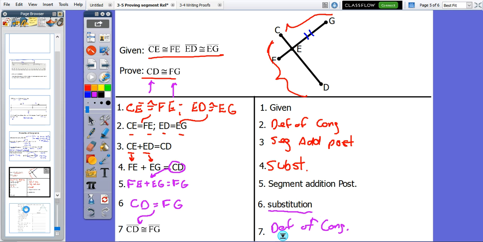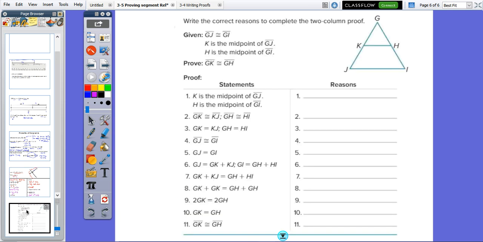All right, in class, we did this one together. Or actually, I'll let you guys do it. So if you guys missed it, go ahead and pause it and then try yourself. But hopefully you did try it. Now, we look right here. We got K is the midpoint of GJ. H is the midpoint of GI.